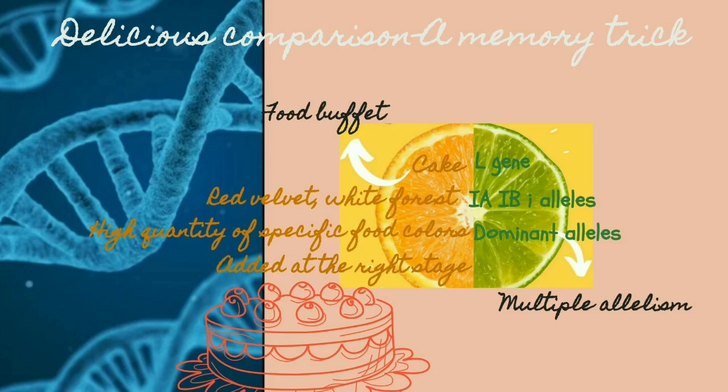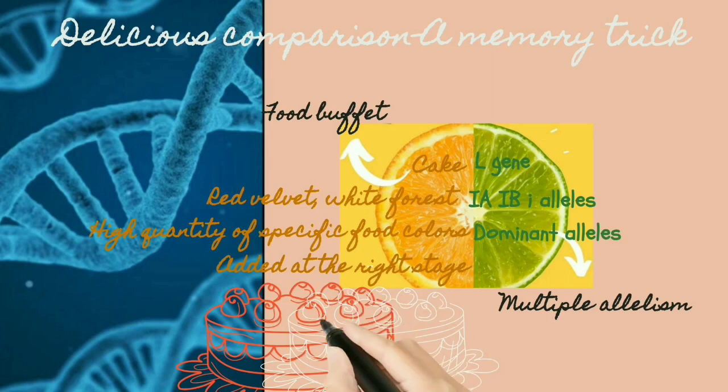Essence and food colors are added at the right stage. Alleles on the same gene occur at the same locus.